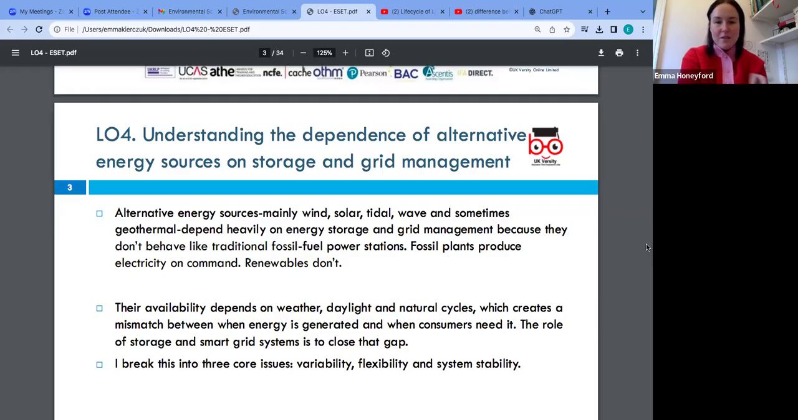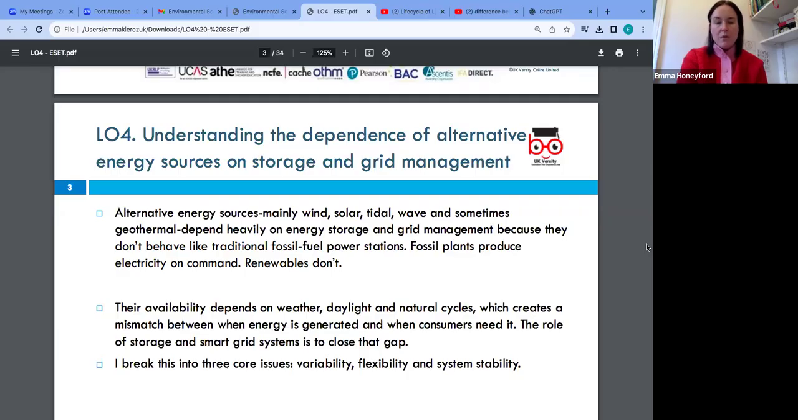Yeah, so we've got the different types of alternative energy sources. So wind, solar, tidal, wave, and sometimes geothermal depend heavily on energy storage and grid management because they don't behave like traditional fossil fuel power stations. Whereas fossil fuel is a constant flow, renewable energy relies on climate and the weather systems. So it's intermittent. It's not a constant, endless supply.